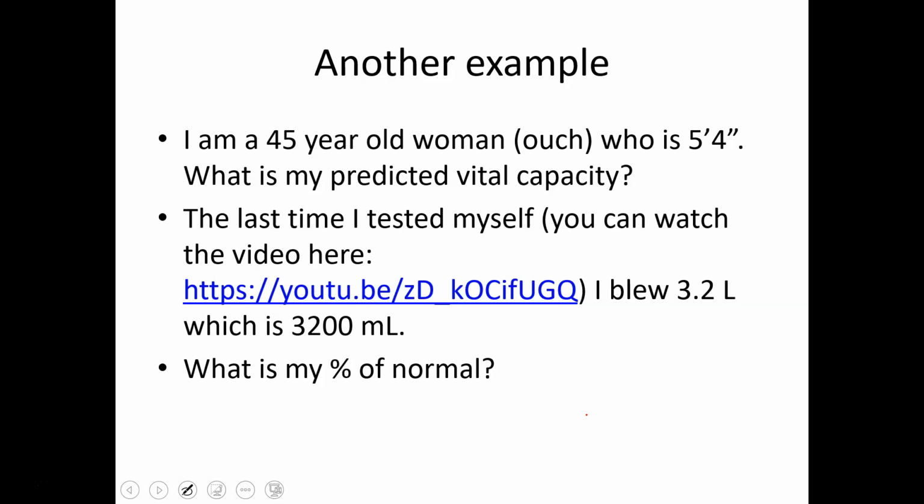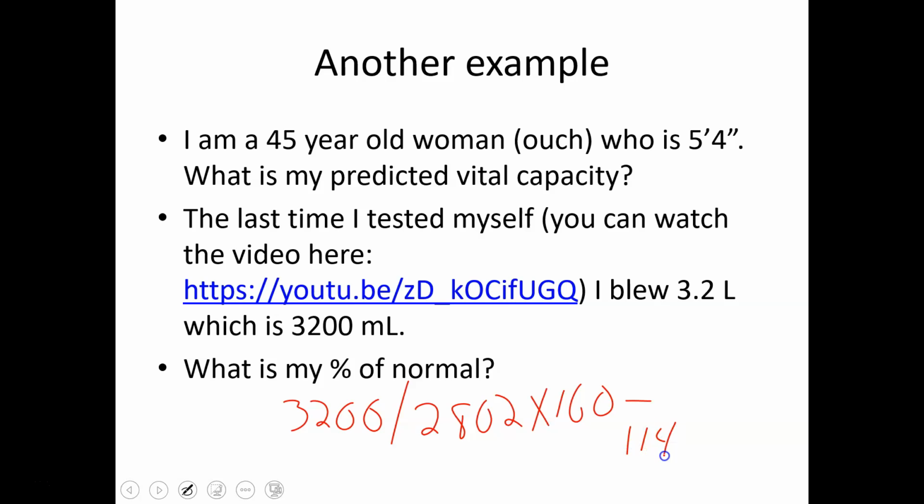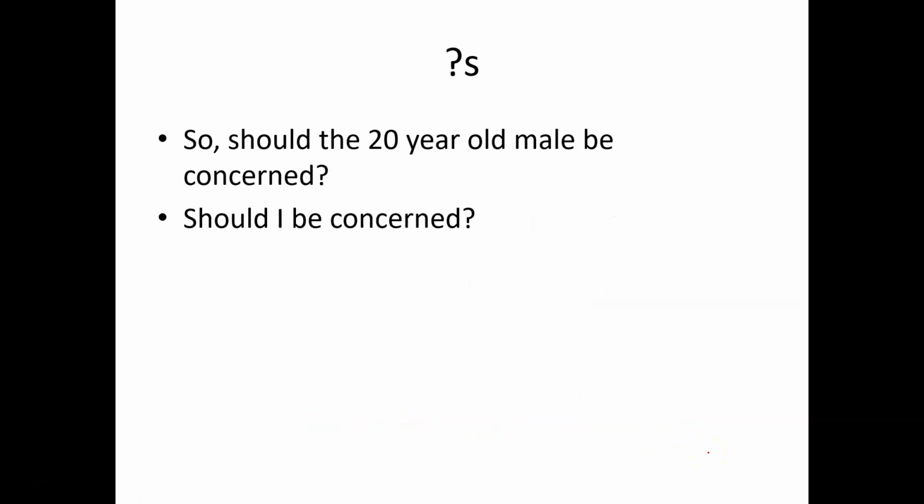So let's calculate my percent of normal. It's the actual, which in my case was 3,200 milliliters, divided by my predicted, which I already forgot what that was, 2802, and then times 100. Enter those numbers into your calculator and you will see that I had a percent of normal of 114%.